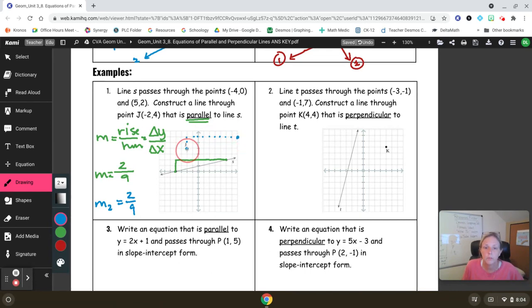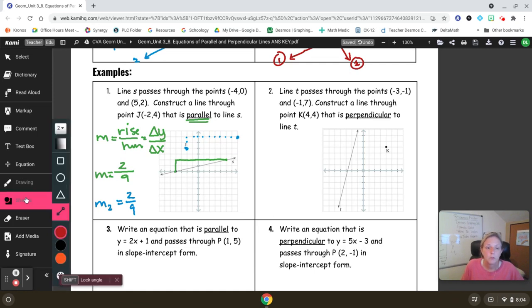This is my second point. So I have point J and I have my second point. Now I'm going to go to my shapes tool and I am going to draw a segment. Make sure you choose the insert line tool. I'm going to connect these two to start with just to make sure I'm going through the right points.